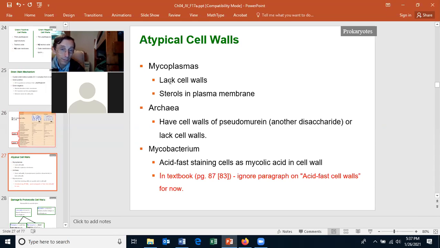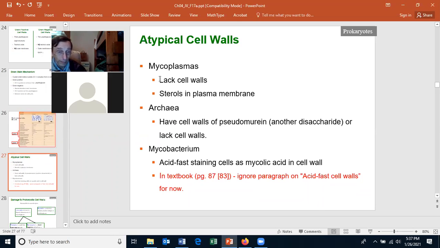And that makes them a different shape and pleomorphic because they have no cell walls to give the cell shape. What they do is they have a cell membrane, much like animal cells, and they have sterols in their plasma membrane to help give the plasma membrane strength. And that's similar to the way animal cells have cholesterol in their plasma membrane to give it strength.